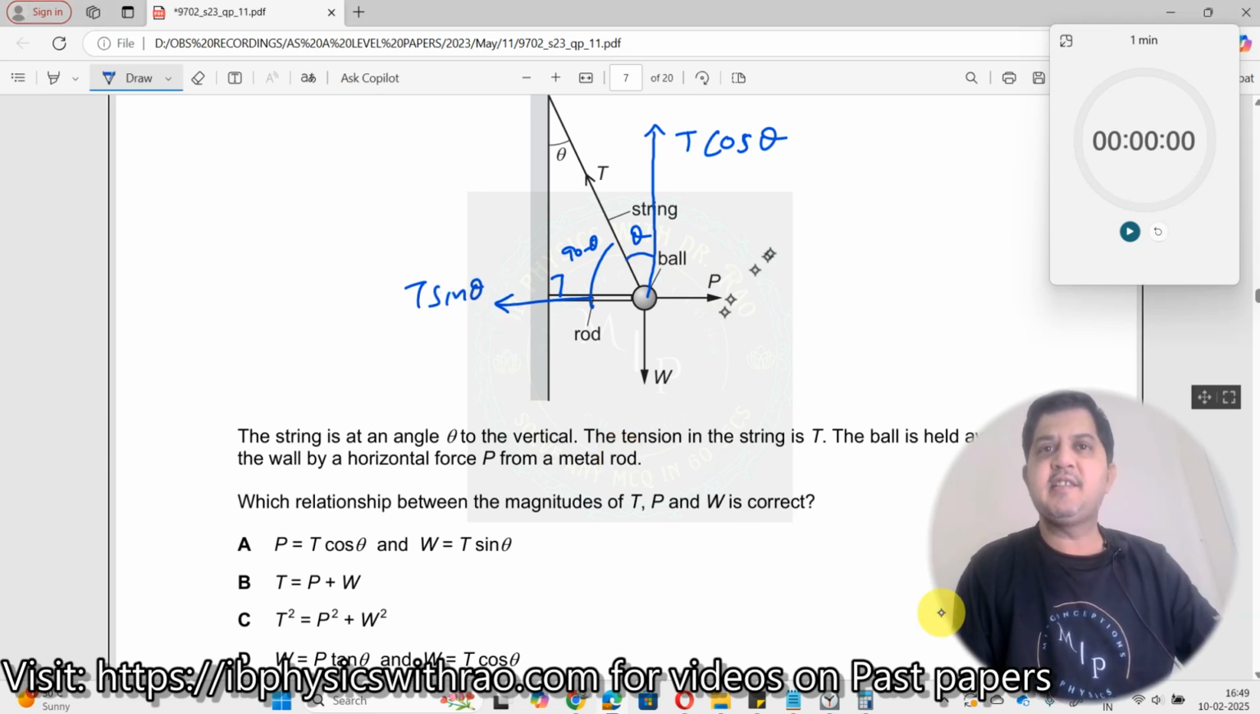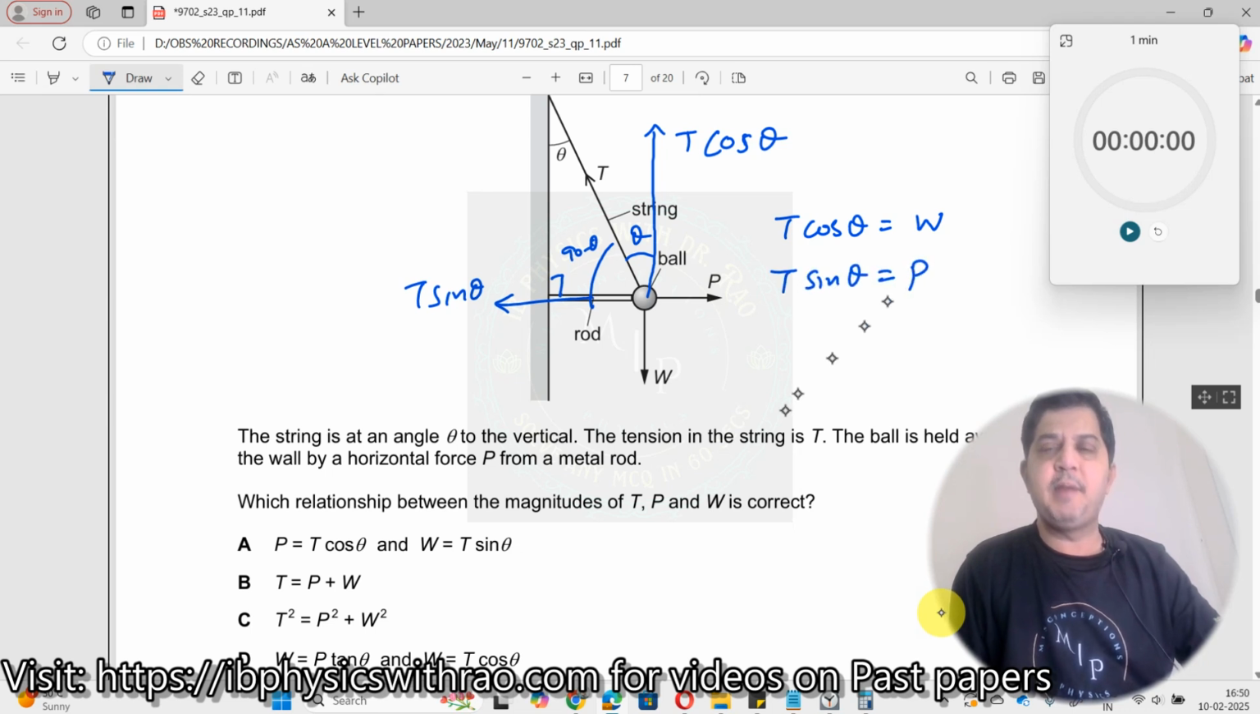Okay. Now let us write down. What do we have here? Write down the forces. T cos theta is equal to W, and T sin theta is equal to P. Okay. So if I divide one by the other, I can cancel this T over here. I can get tan theta is equal to W by P.